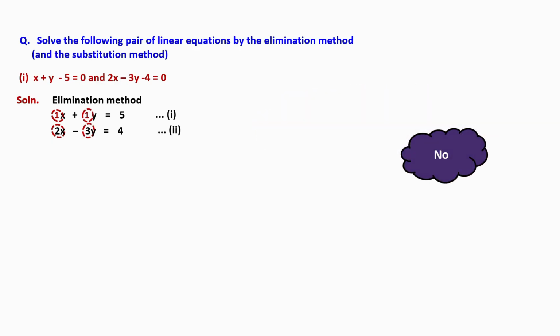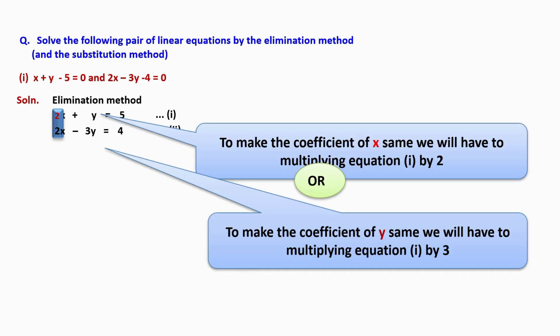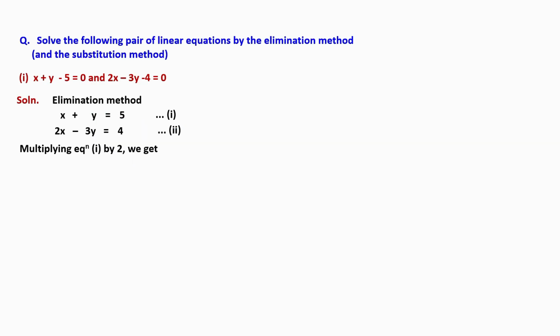So, we need to make the coefficients of either x or y the same. Let us make the coefficient of x the same. To do this, we multiply the first equation by 2. After multiplying, the first equation becomes 2x plus 2y equals 10. Now we have 2x plus 2y equals 10 and 2x minus 3y equals 4.